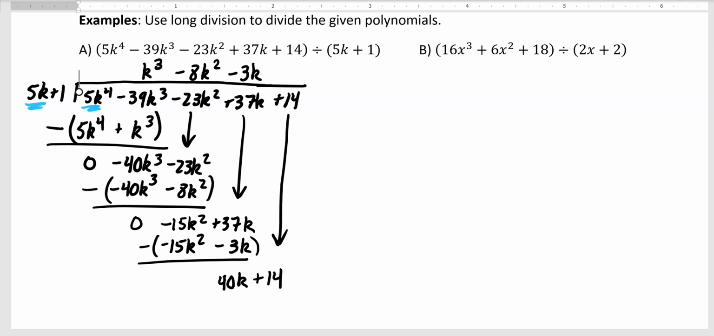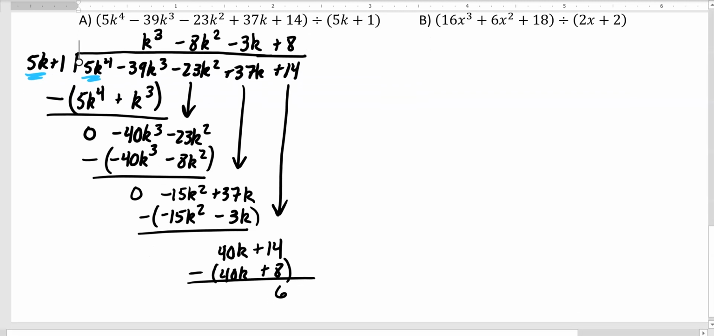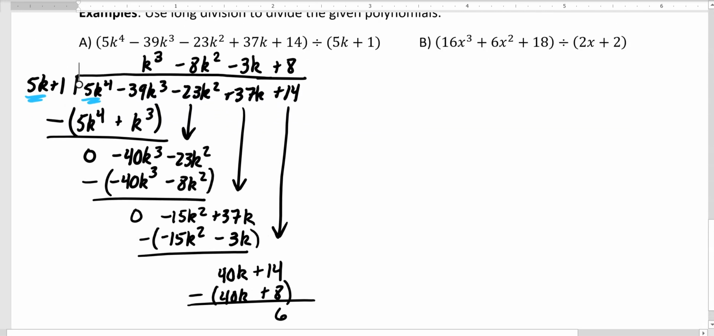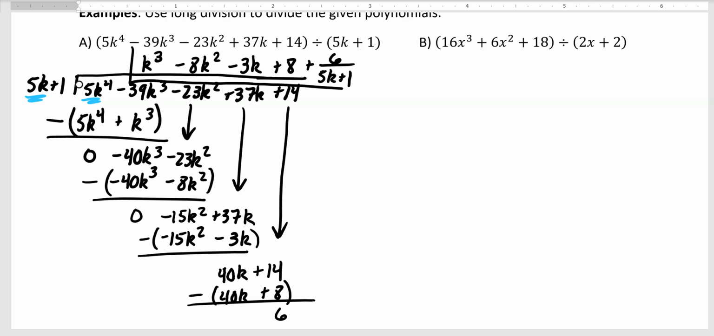And then 5k times what gives me 40k? 8. And then I would get 40k plus 8. Subtract. And when I do that, I'm left with 6. So 6 here represents my remainder. So my solution, my quotient here, I would take this 6 and I would say plus my remainder divided by my divisor, 5k plus 1. And that would be my solution.